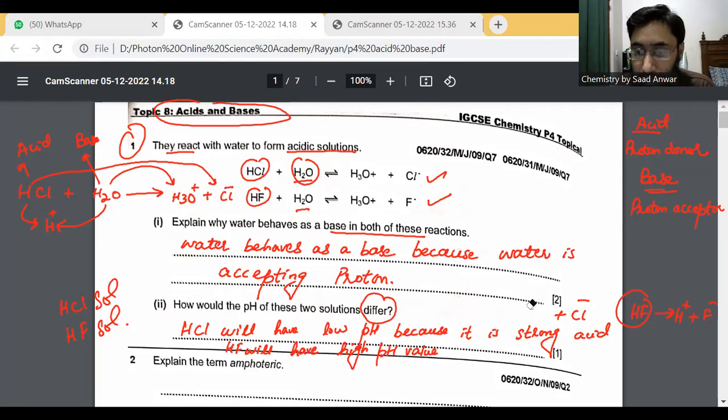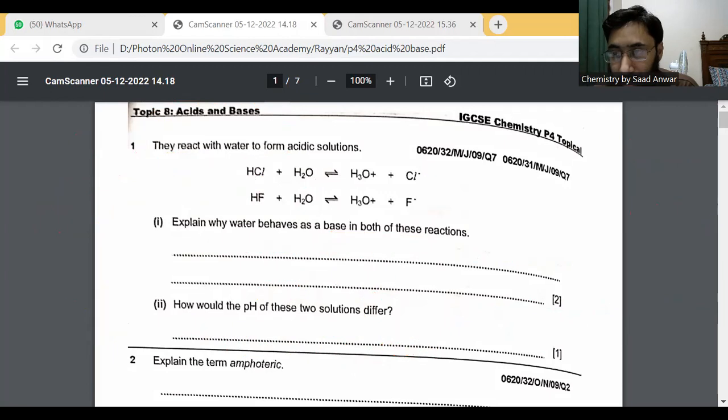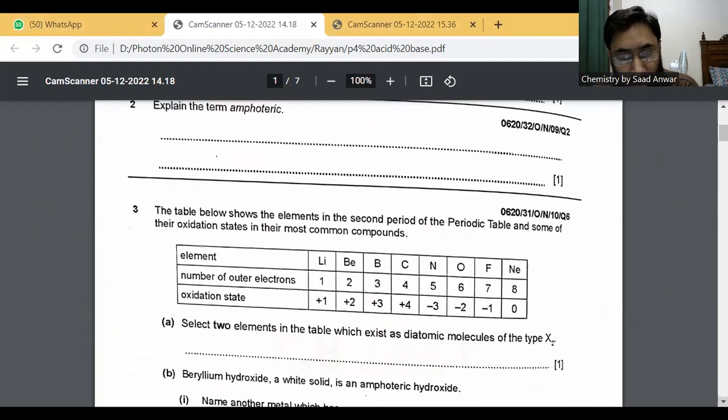So let me erase all these things. Going towards the next question, what is the term amphoteric? Amphoteric is quite simple to do. You guys know that any substance which can act as base as well as acid is called amphoteric. So it is very simple to do.